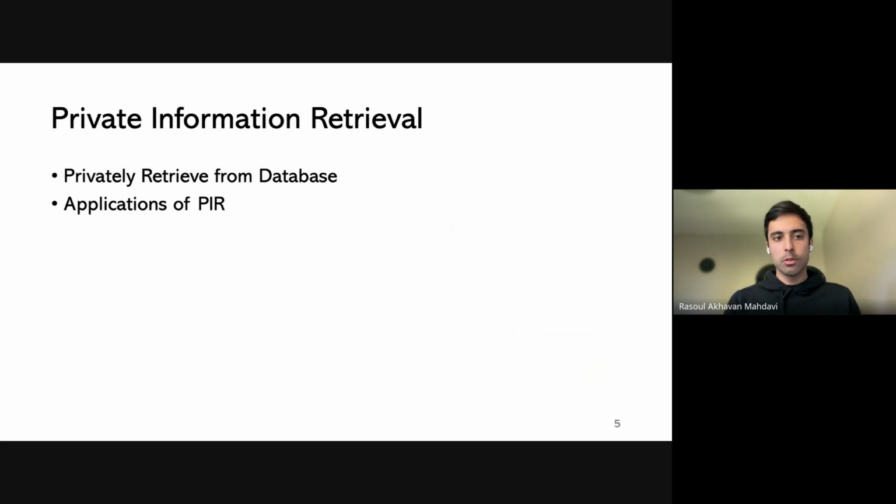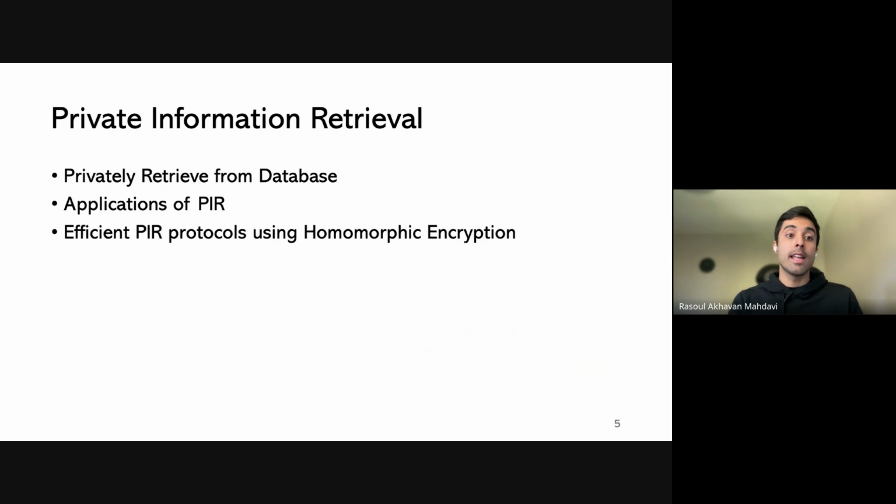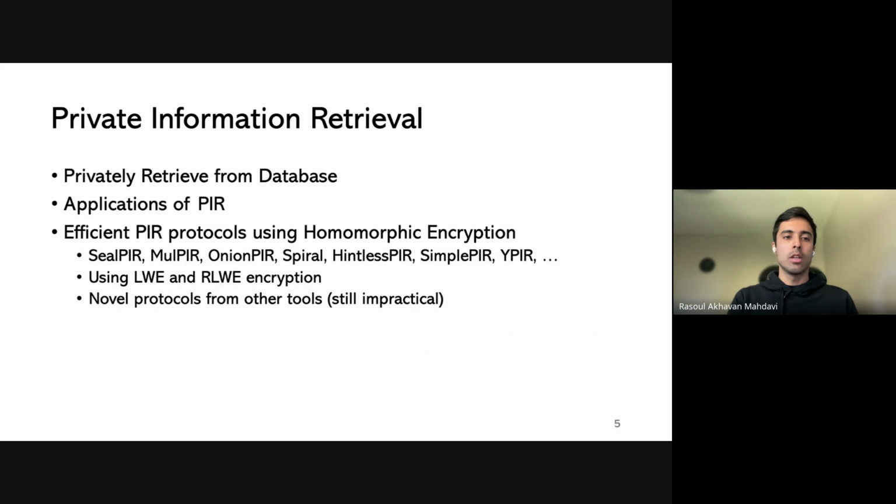So there's luckily no shortage of applications of PIR, and these PIR protocols that are used and deployed in practice rely on homomorphic encryption in some form. And this could go back to protocols as early as SealPIR and MalPIR, all the way up to the more recent protocols like hintless PIR, simple PIR, and YPIR. And all of these use some form of homomorphic encryption based on LWE or RLWE under the hood.